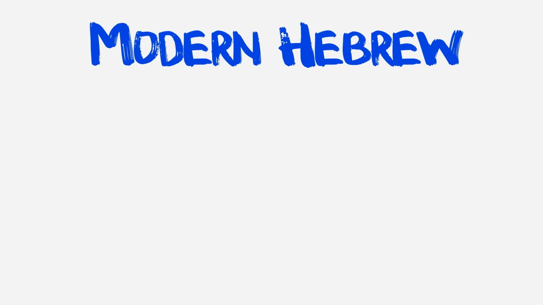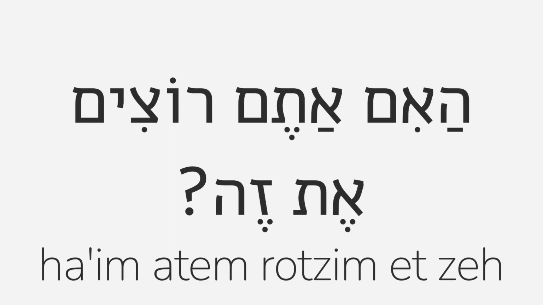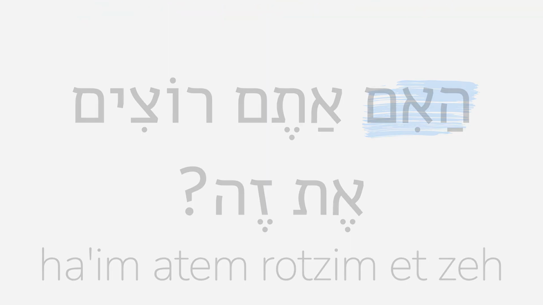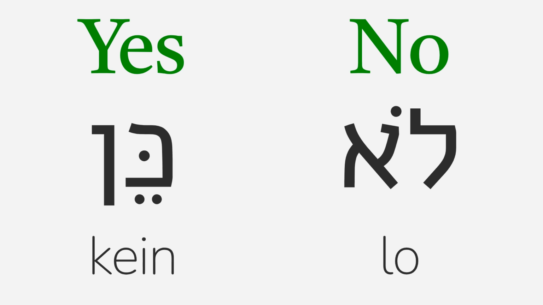In modern Hebrew, you can also show you're asking a question by using the word ha'im. This word can be used at the beginning of a question whose answer should be a yes or no. We can ask, Ha'im atem rotzim et ze? Do you want this? Starting the question with ha'im. We can answer by saying lo, no. But if we want to say yes, the word we use is ken. Lo, no, or ken, yes.